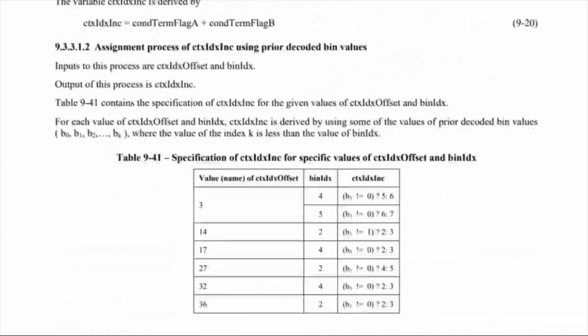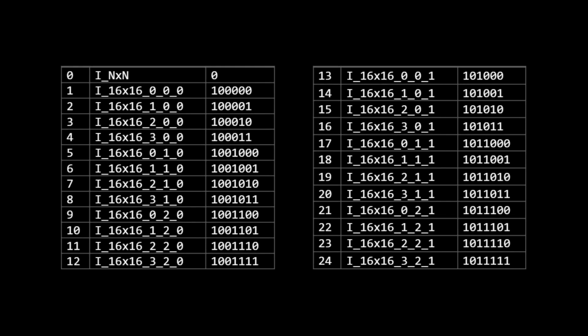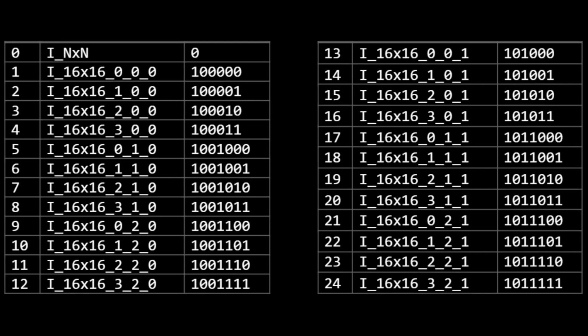Now that we have that down, let's start coding our macroblock. We'll start by writing our macroblock type. Refer to table 9-36 in the H.264 specs. Here we can see the 2 main types of macroblocks, the Intra 16x16 and the Intra n/n. If we're using Intra 16x16, here's how we'll find the correct macroblock type.